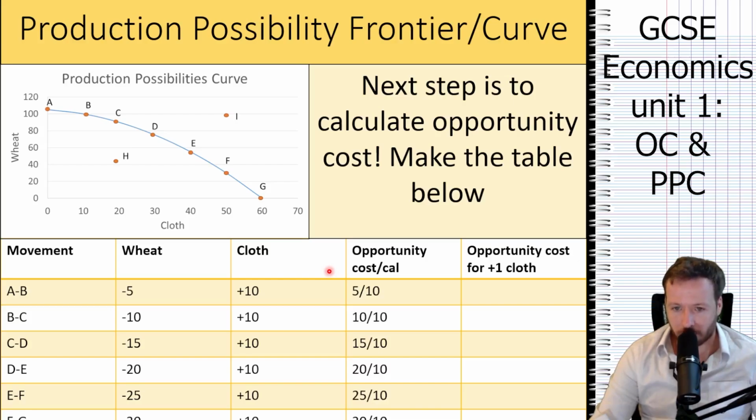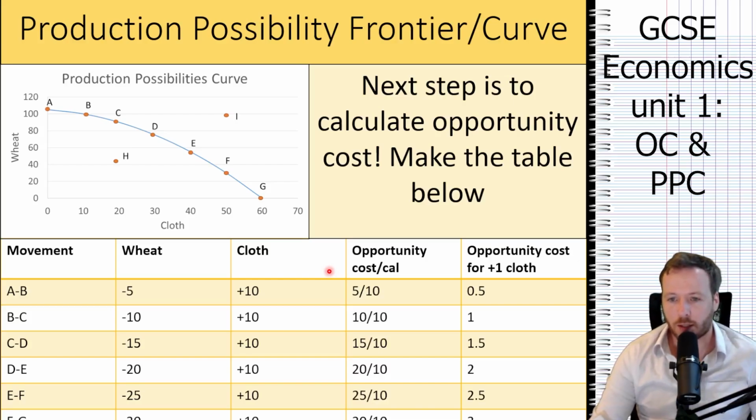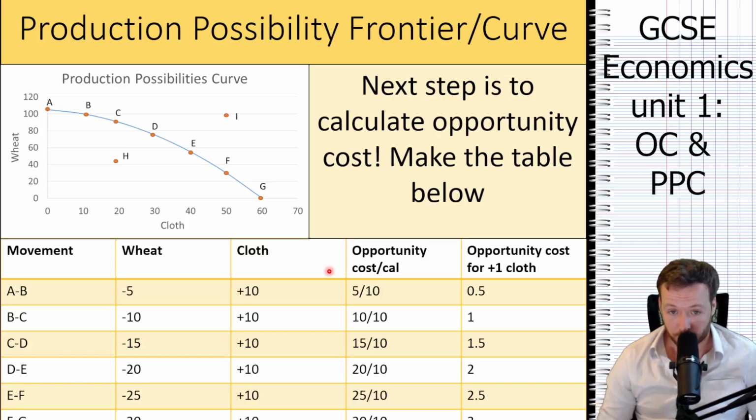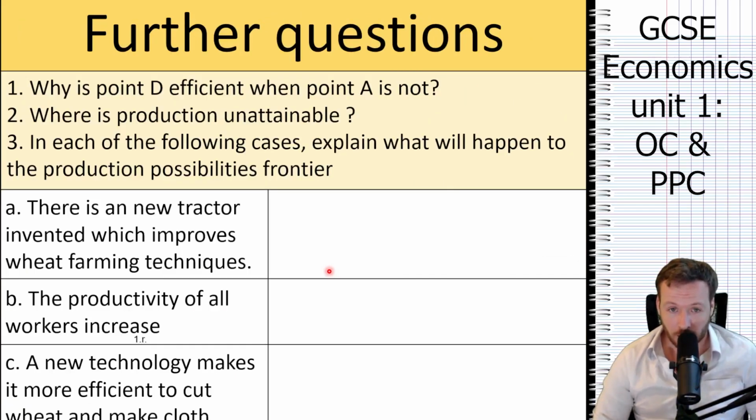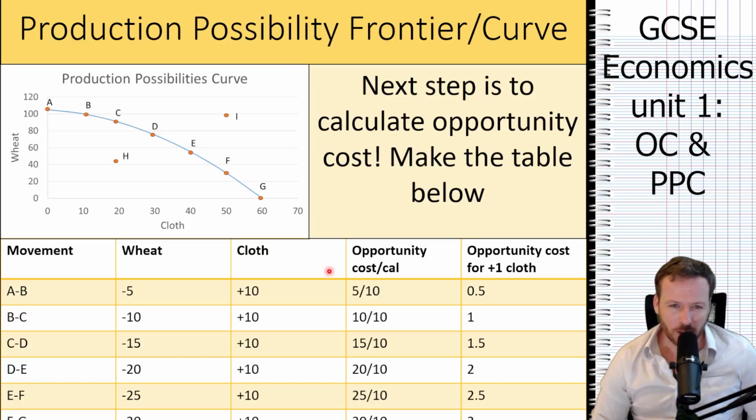Once again, this one's a little bit easier than before. The opportunity cost increases by 0.5 each time, all the way up to 3. So we get a great deal at the start when we move from A to B, but as we go further down the line, it becomes a bit more difficult. Now, moving forward, the question is, why is point D efficient when point A is not?